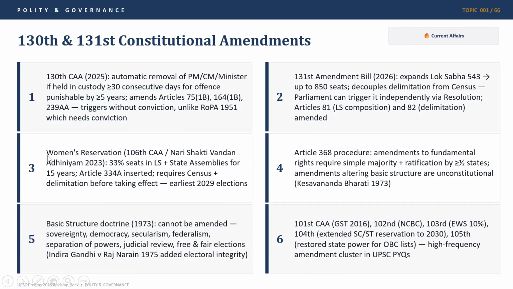Now, another very important topic in the news right now is the Women's Reservation Bill, which is the 106th Constitutional Amendment Act, the Nari Shakti Vandan Adhiniyam of 2023. It reserves 33% seats in Lok Sabha and state assemblies for 15 years. The article impacted here was Article 334A, which was inserted. And it requires census and delimitation before taking effect. The earliest possible is the 2029 elections, if the census happens in 2027 and delimitation happens in 2028.